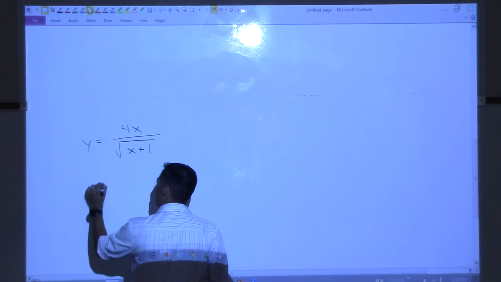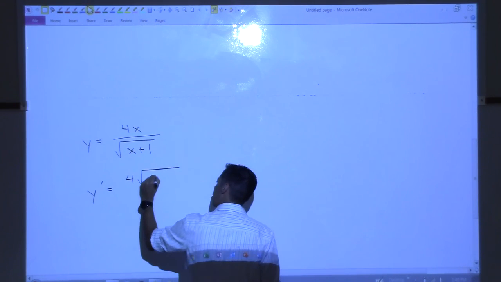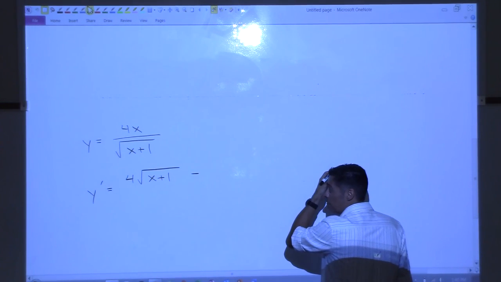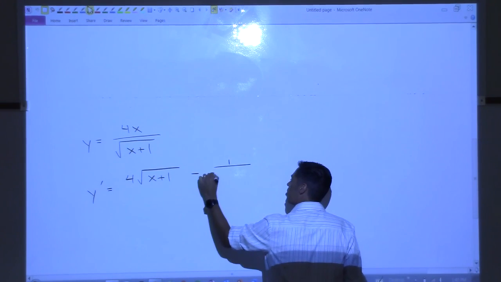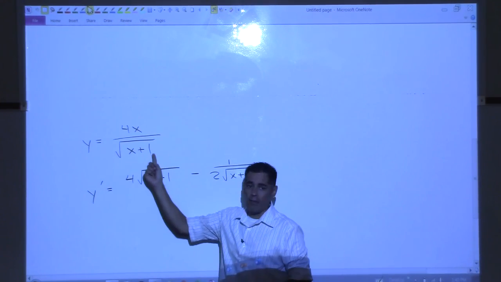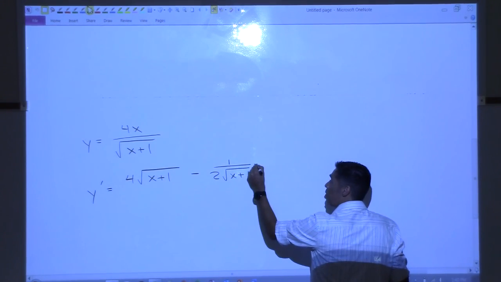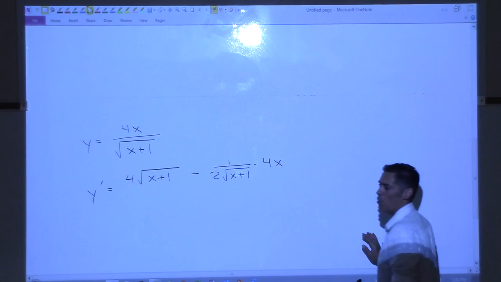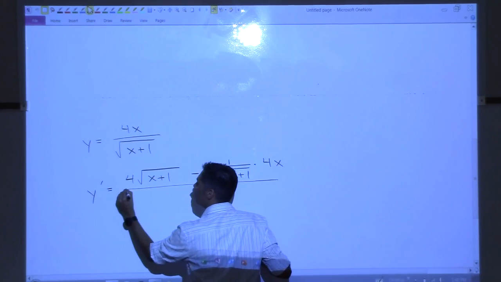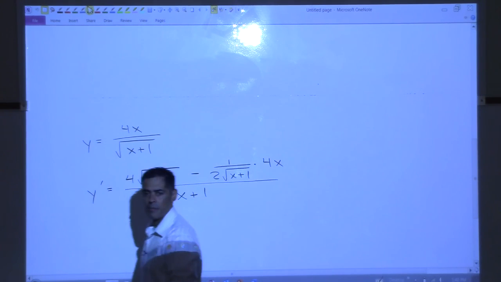So we have the derivative of the top, which is 4, times the bottom, minus the derivative of the bottom. What's the derivative of the bottom? 1 over 2 square root of x plus 1. And then chain rule said we would have to take the derivative of what's inside next, but it's 1. So we don't have anything else there, except for finishing off the quotient rule, which is the 4x. Then all of this over the denominator squared, but when you square the square root, it goes away. So we have that. Right?